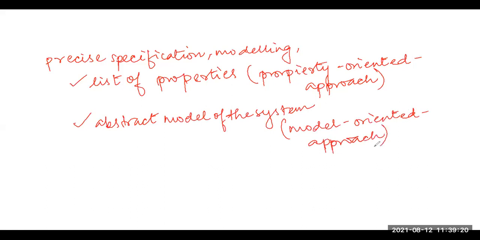When we talk about formal system specification, two approaches are there. One is property-oriented approach, another is model-oriented approach. Now, we will first discuss a few basic concepts in formal specification. Then we will go on to these approaches. Okay. So first, let us understand what is a formal technique. What is a formal specification actually?